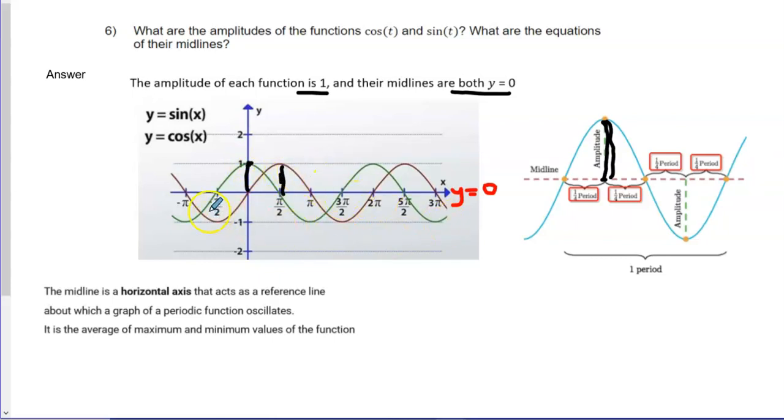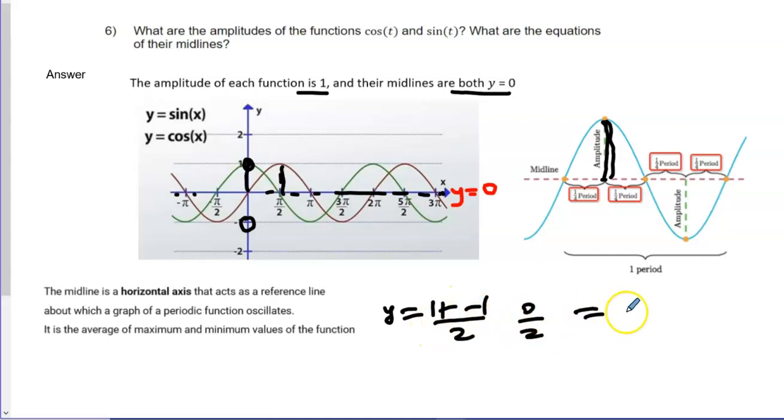Now the midline, that is the middle line, is just going to pass through the y-axis at the point between the highest point you can get on the graph and the lowest point you can get on the graph. And the average of these two points is 1 plus minus 1 over 2. So this is going to be your midline. And 1 plus minus 1 is 0 over 2. And your midline is going to be y equals 0.